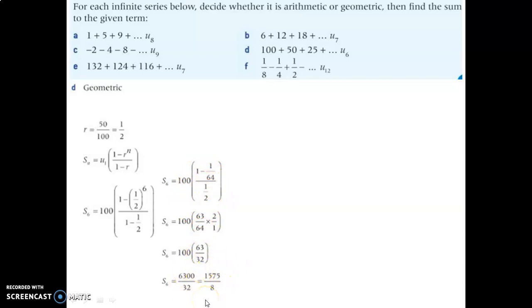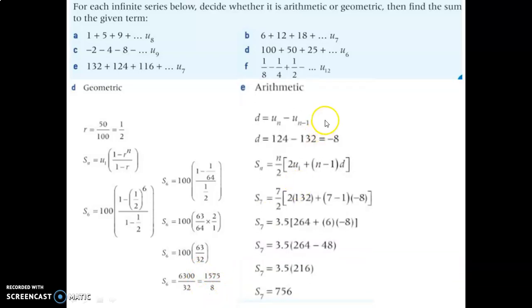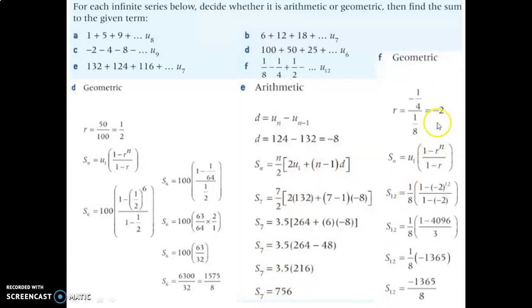Try E. In E, it's back to arithmetic. Common difference of -8. Using the sum formula, solve, solve, solve. There's our sum for the first 7. And finally, F, geometric, common ratio of -2. That's a tougher one to find maybe. And then use the sum formula, we get this value here.